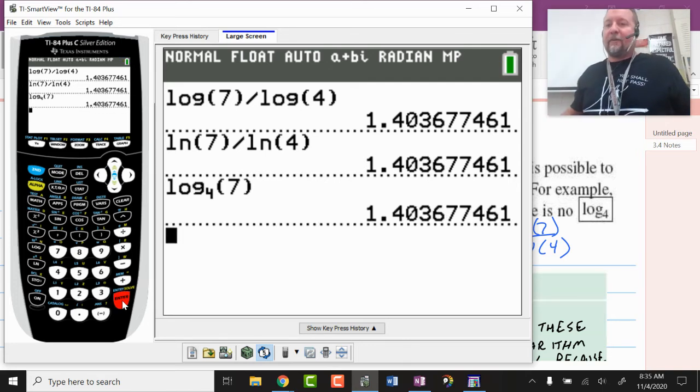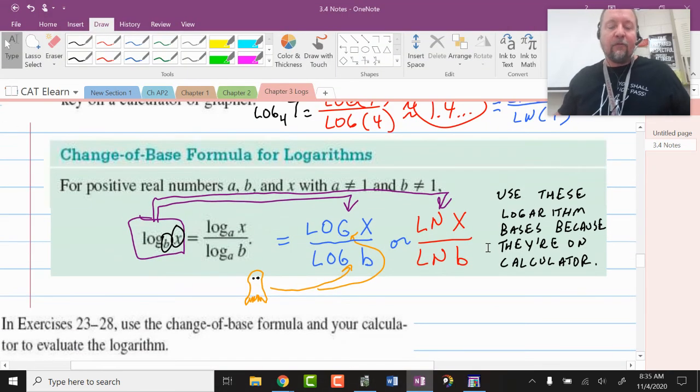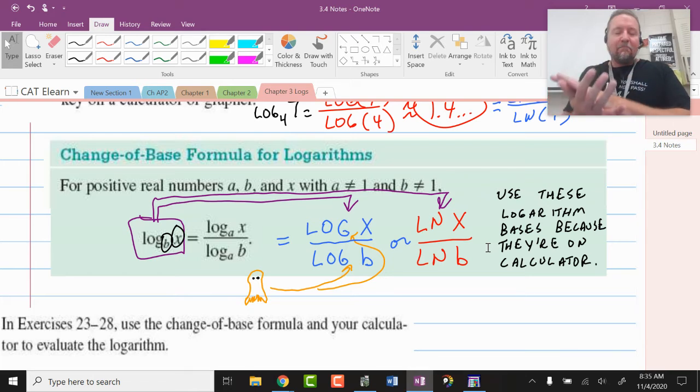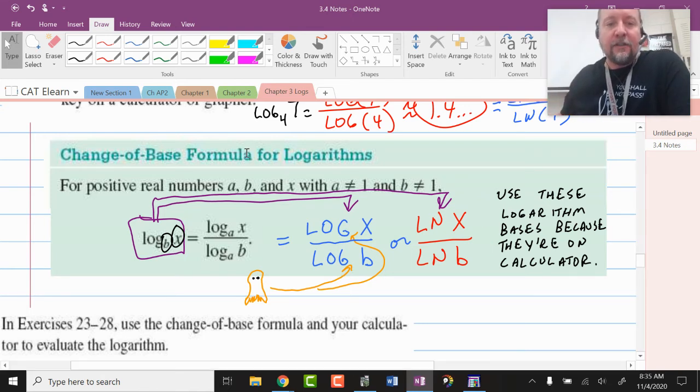So now you spoiled brats with these new calculators, you don't even need to know the change of base formula. Well, you do still. That's where the calculator becomes bad, when you start using it too much and think, oh, I don't have to listen to this. I got this button. Well, there are other applications to the change of base formula, so you do and should still know how to use it.